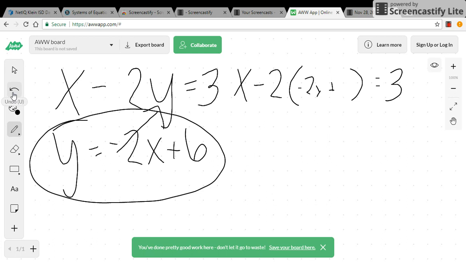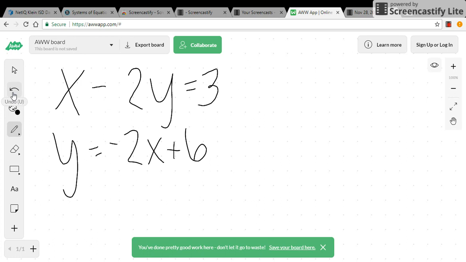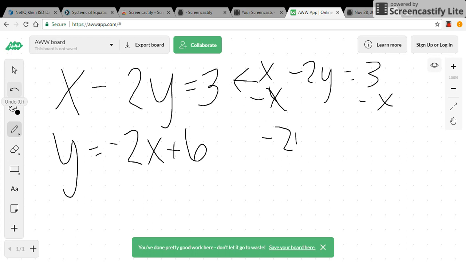In order to graph, we have to get both y equals. Do we have both y equals? No, we don't. Not right now. So we're going to change this equation to look like y equals. In order to do that, we've got to move the x to the other side. So our very first step is to subtract x on both sides. So I'm going to have 2y equals 3 minus x. That gives me negative 2y equals negative x plus 3.